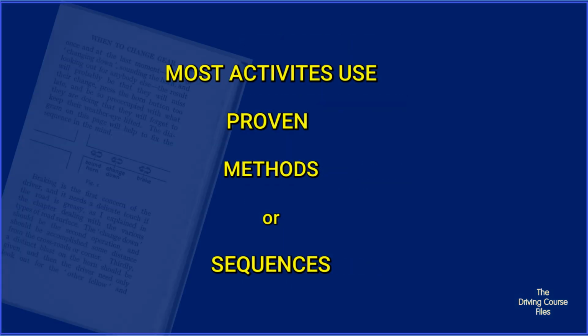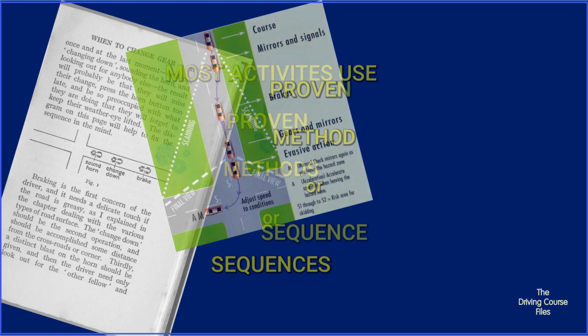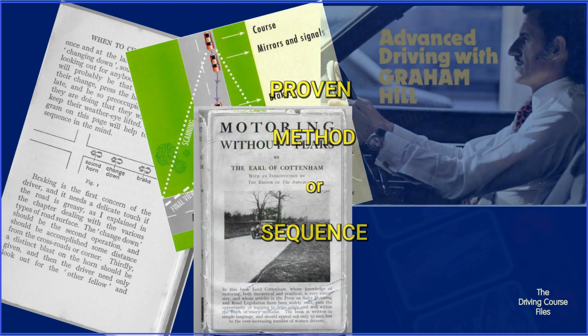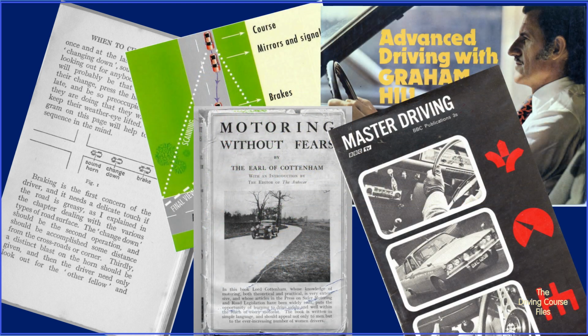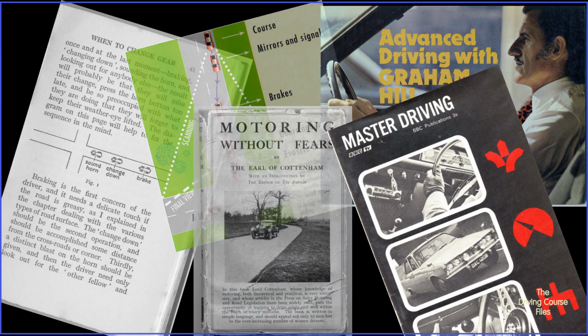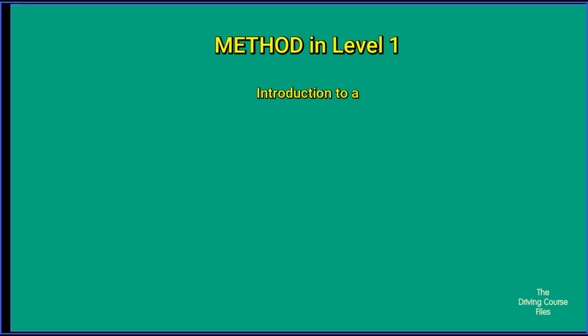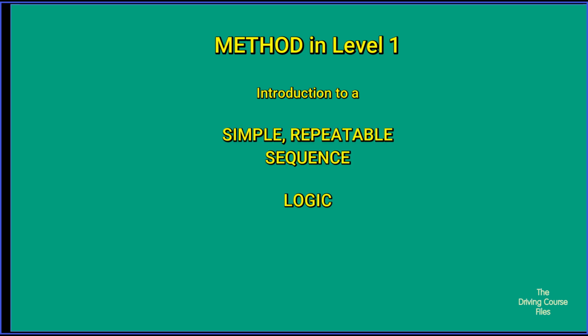So, from long experience, many activities include a proven method or sequence for doing things, and it has been shown that road driving is no different. In level 1, it is just an introduction to a simple repeatable sequence, made to show the logic of having a method and dealing with a few key points.